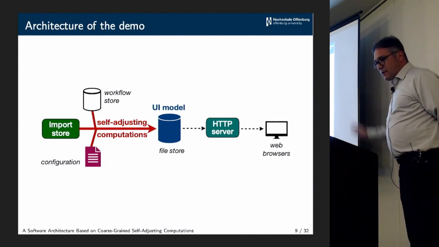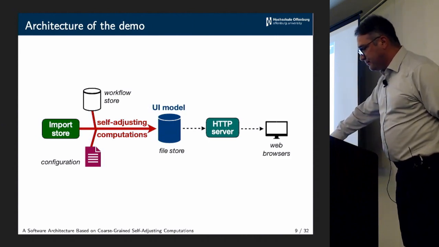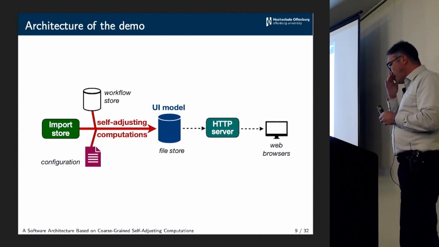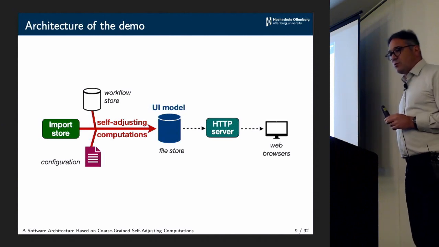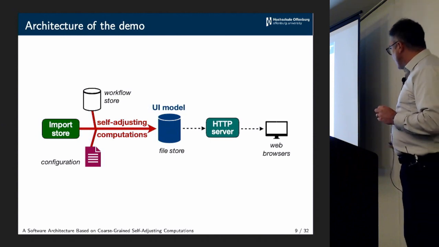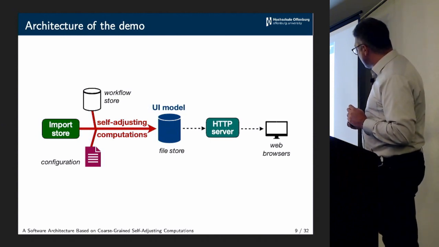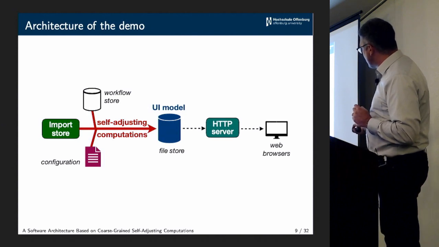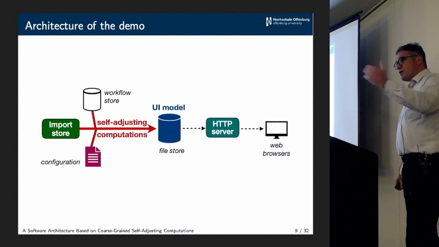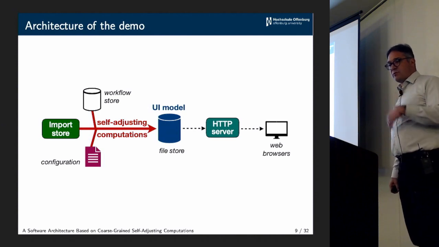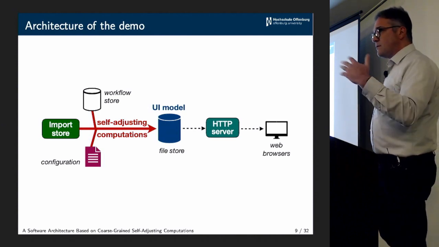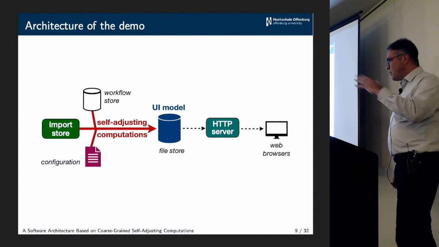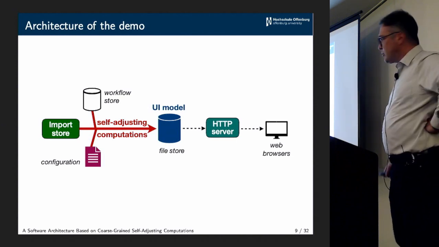Okay, so that's the architecture of the demo, and I will show you on the next couple of slides how the demo has been realized in Haskell. So you see here basically three sources of data. There's something called import store. That's an event store for data coming from the hospital. This import store contains data about patients, data about medical reports. I think for the demo I didn't model medical reports, so it's basically only patient data.